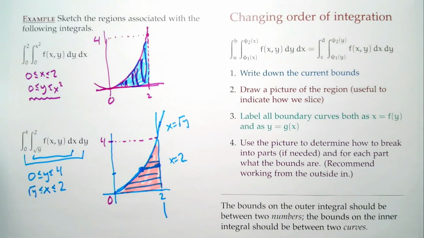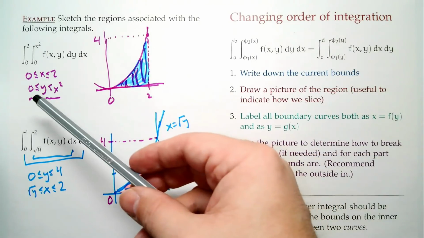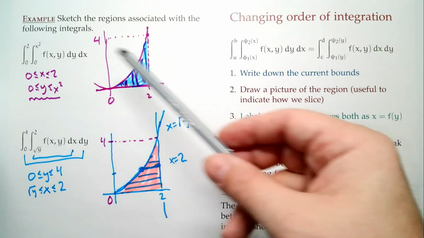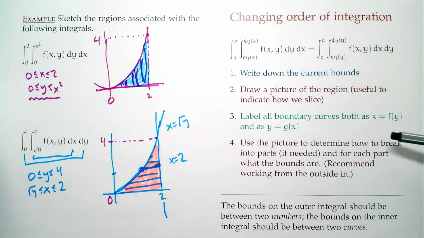Okay, so figure out what the current bounds are. Once you have the bounds, draw the region. And I like to also draw how I'm currently slicing the region, just to understand what's happening. So we did that. We took our bounds and we drew a region. And now label all the curves. So we can do that.